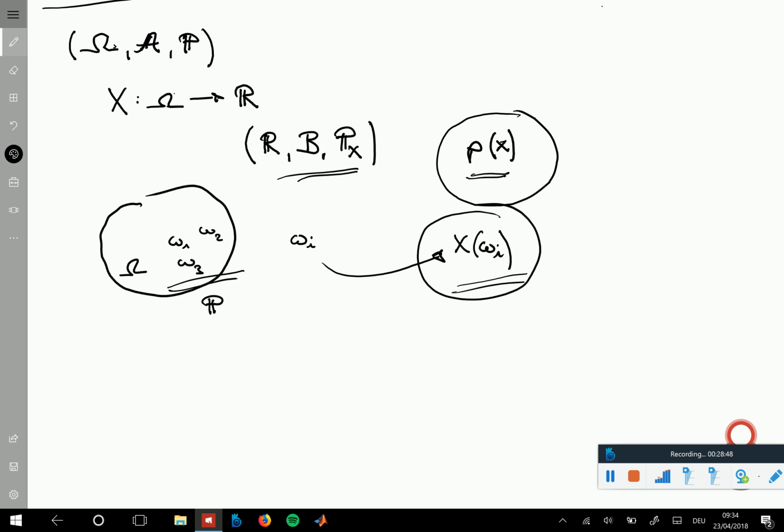Good. Questions about the setup? So it's relatively intuitive, I think. The complication that is put in is that the random variables are functions. They are deterministic.